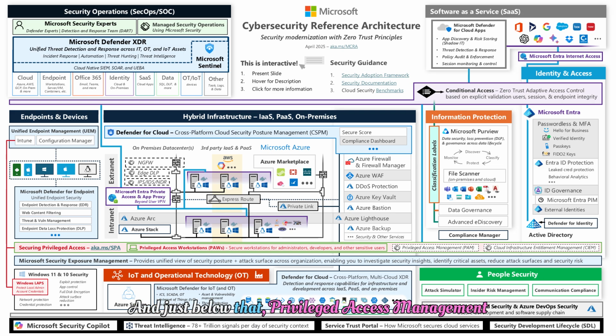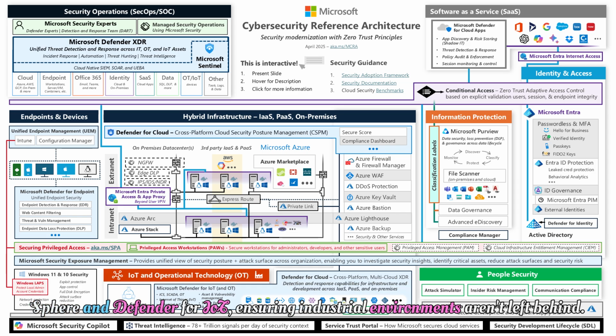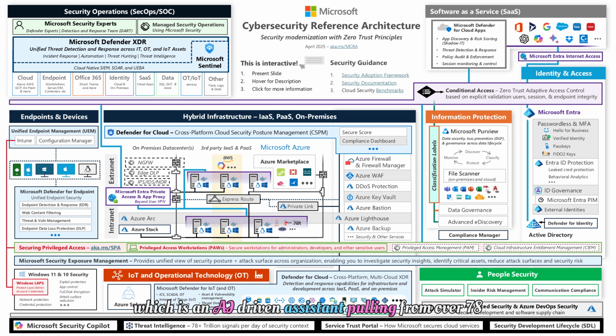And just below that, Privileged Access Management and Privileged Access Workstations enforce strict controls over admin actions, especially in critical environments. Also integrated are IoT or OT layers via Azure Sphere and Defender for IoT, ensuring industrial environments aren't left behind in your security strategy. At the foundation, you see Microsoft Security Copilot, which is an AI-driven assistant pulling from over 78 trillion signals daily to help you analyze threats and make better decisions.